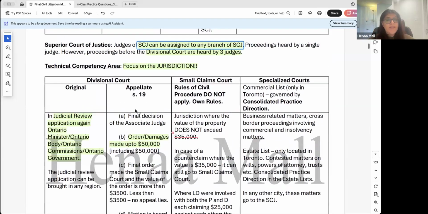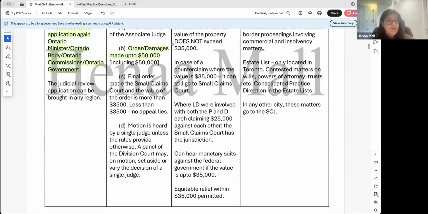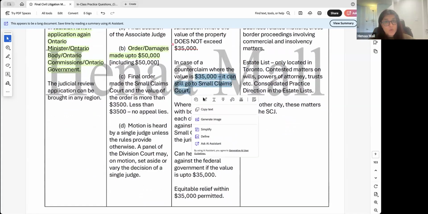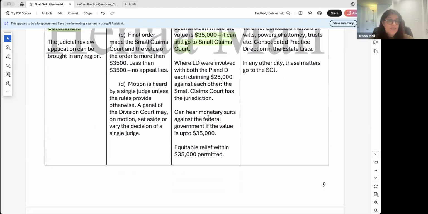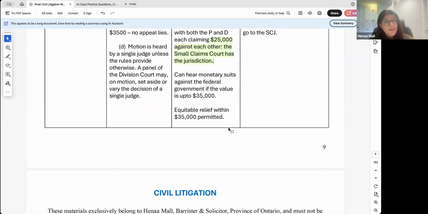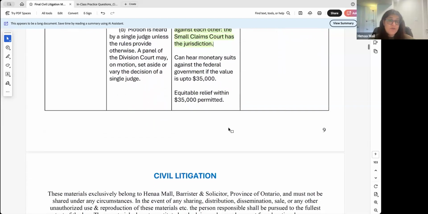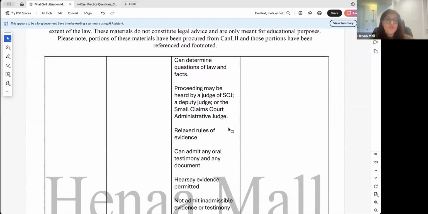Then comes small claims court's jurisdiction where the value of the property does not exceed $35,000. In case of a counterclaim where the value is $35,000, it can still go to small claims court. Where liquidated damages are involved, which means the damages have been quantified, with both the plaintiff and the defendant claiming $25,000 against each other, the value still goes to small claims court. You can hear the monetary suits against the federal government also if the value is less than $35,000. Equitable relief is permitted within $35,000. You can determine questions of law and fact.